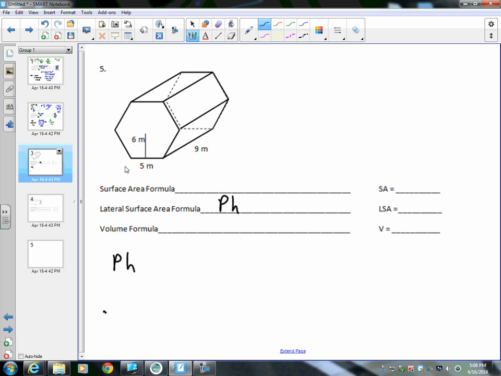Well, it's a regular hexagon, meaning all these sides are the same. So this side is also 5. This side is 5. The top is 5. This side is 5. This side's 5. They're all 5. Hexagon, 6 sides. So 5 times 6 is 30. Perimeter is 30. The height is the distance between the two bases, which is 9. 30 times 9 is 270.